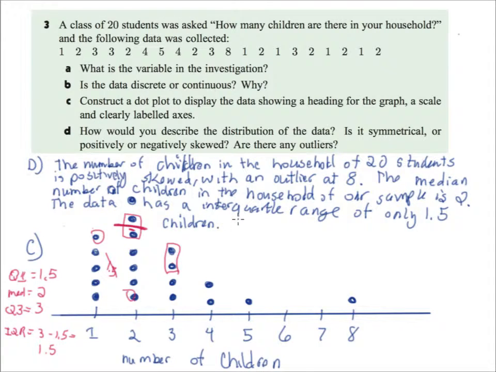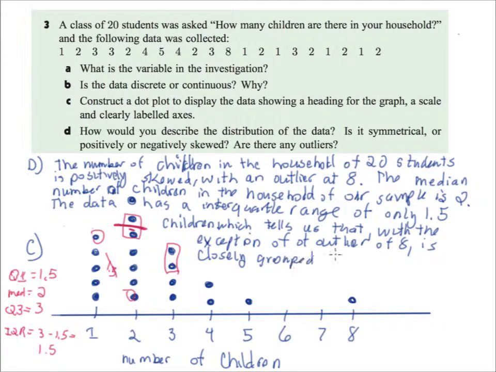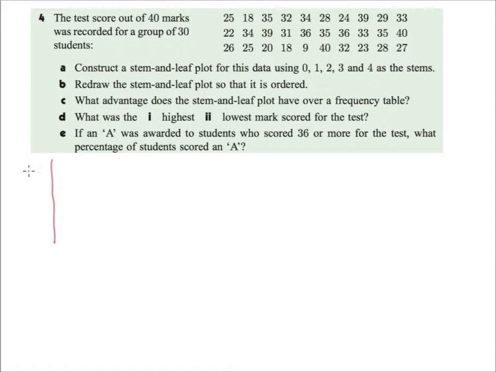That tells me that my data is very clustered together, especially when I disregard my outlier of 8. Question number 4. This time we're going to construct a stem and leaf plot. First, I'm just going to use the raw data that's out of order and put it straight into my stem and leaf plot.